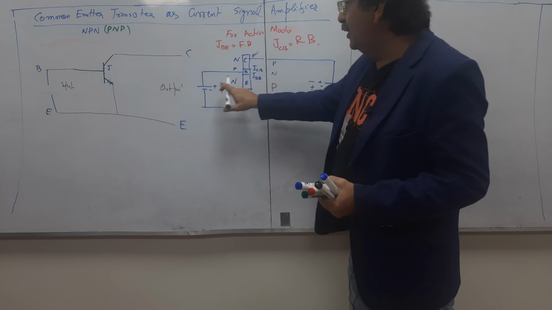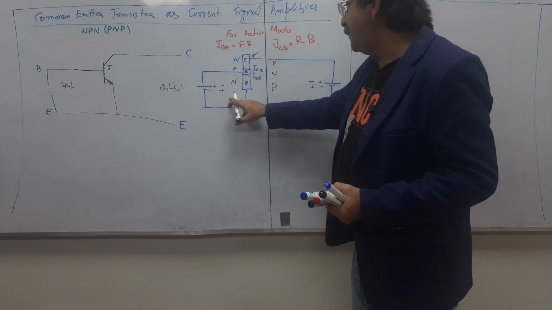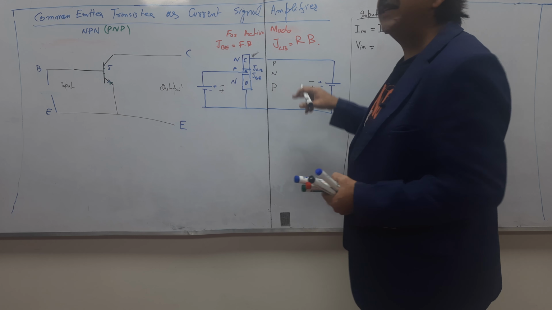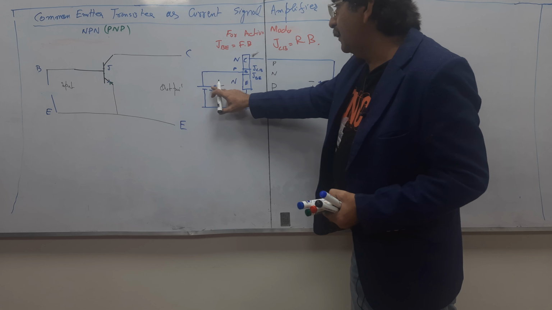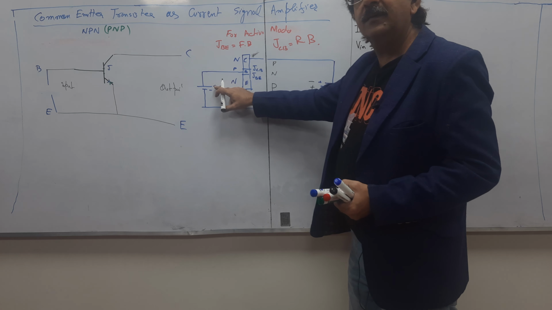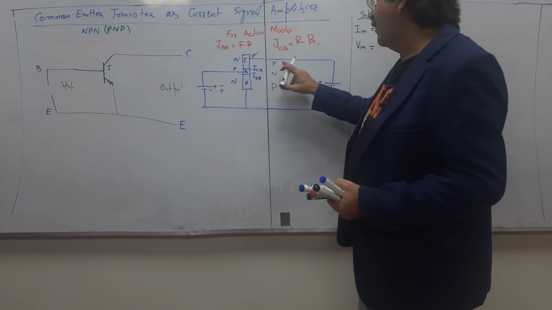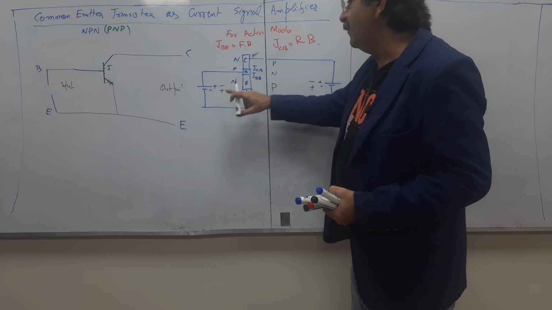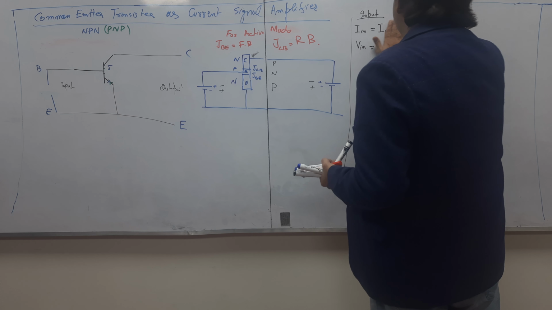The blue symbol is representing the NPN, and black symbols are representing the PNP. For NPN, base will be positive and emitter will be negative. For PNP, base will be negative and emitter will be positive. So that's the main reason.